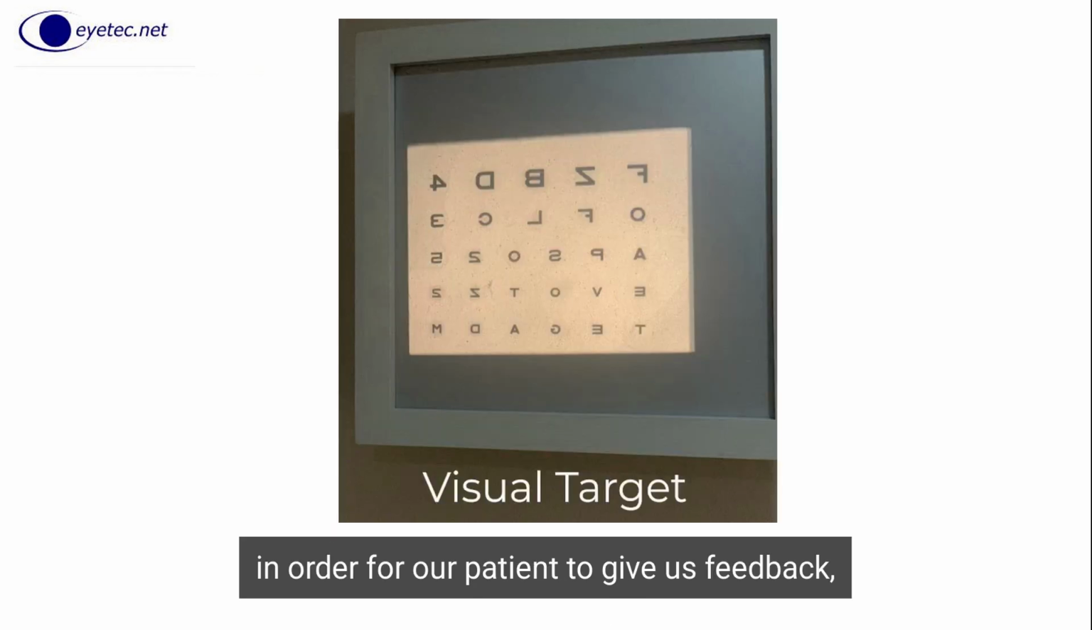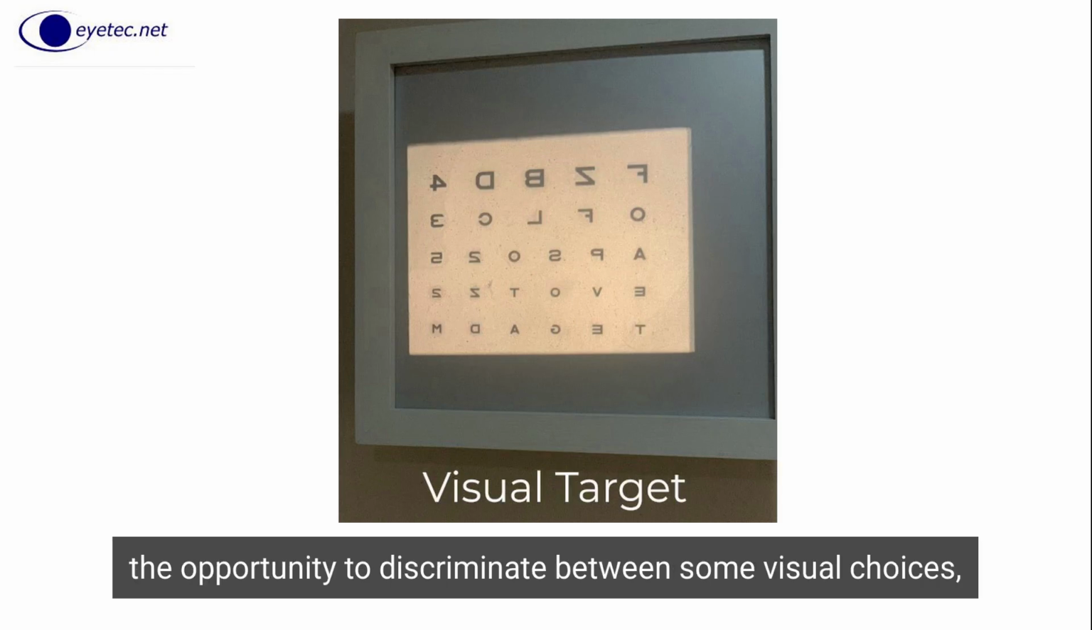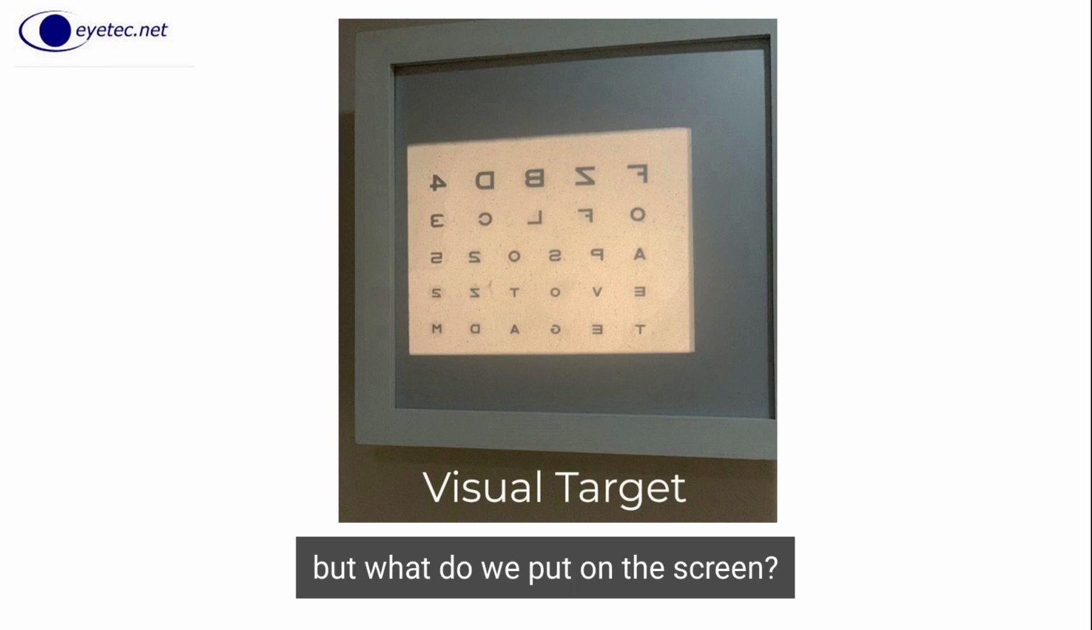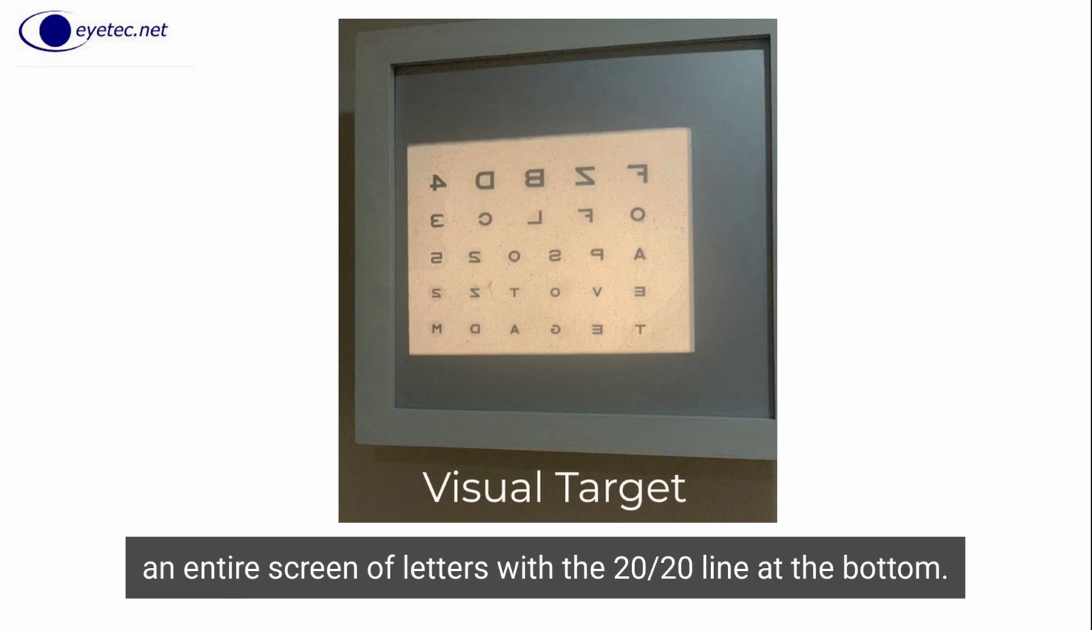In order for our patient to give us feedback, she needs to be looking at something that offers her the opportunity to discriminate between some visual choices. So we project something on the screen in her field of view. But what do we put on the screen? The recommendation is to initially put up an entire screen of letters, with the 20/20 line at the bottom.